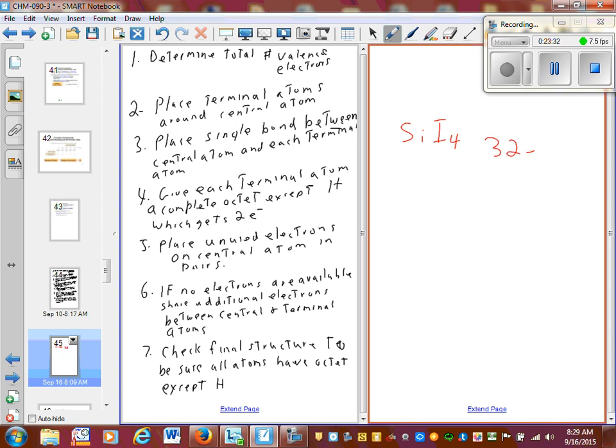Okay. Silicon's the central one. Surrounded by 4 iodines. Next step, single bonds. Next step, octet.